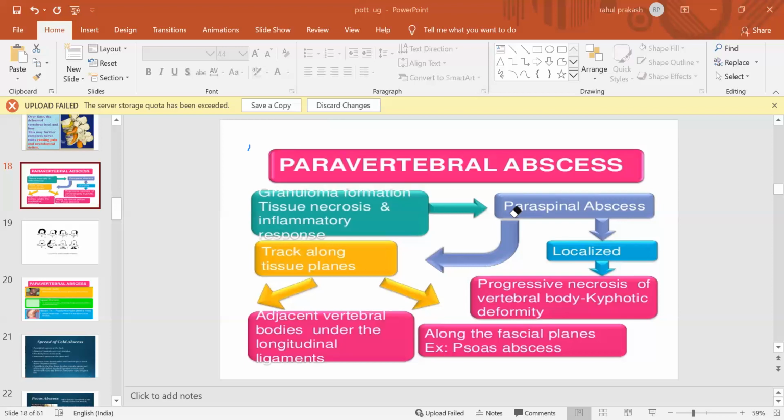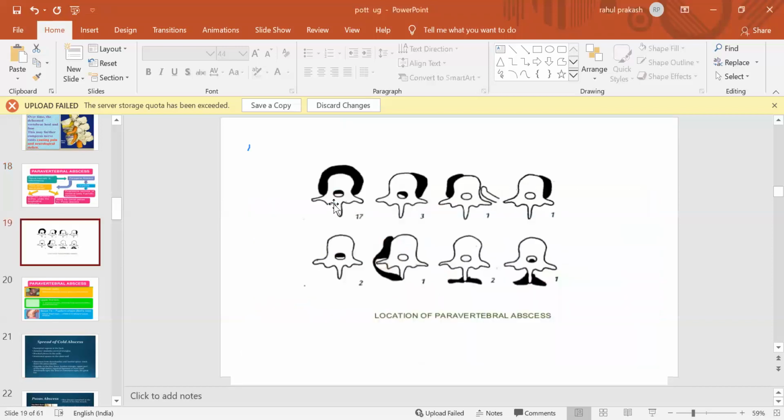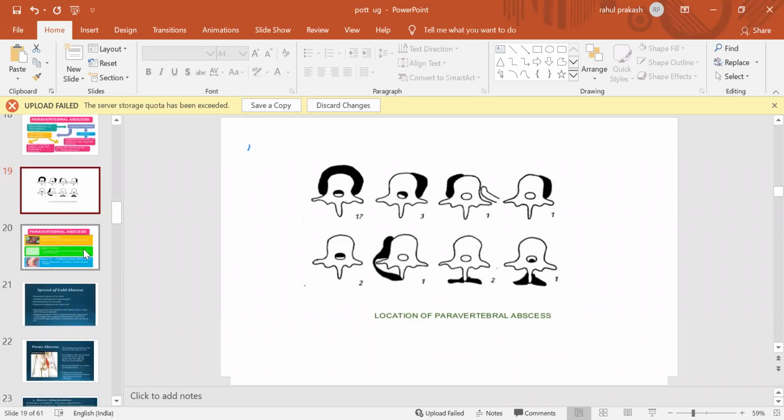Para is the same word, spine is the same word. So it is around the spine, and the abscess starts collecting nearby: anterior, posterior, lateral, and medial. This is your abscess. Sometimes it goes anterior, sometimes lateral, posterior. It can go anywhere. Nothing to remember here.